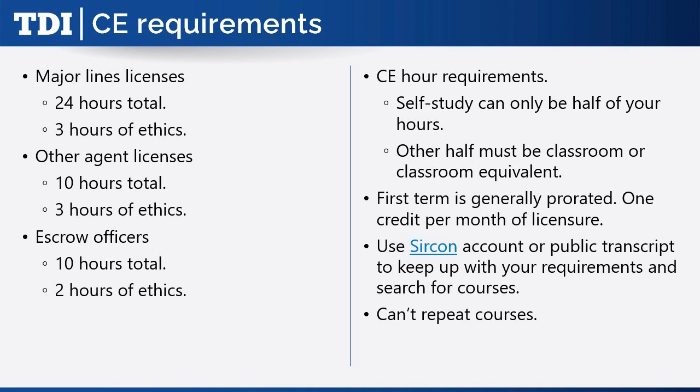It's important to keep in mind that if your license is prorated, that also goes toward your self-study limit. So if your CE requirement was reduced down to 20 hours, then your self-study limit is 10 hours.